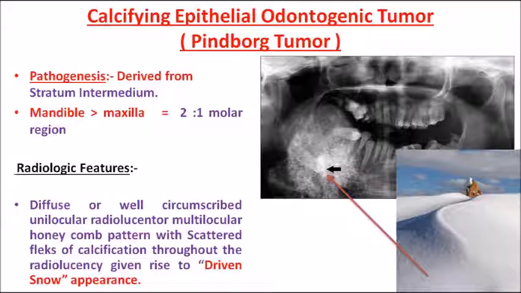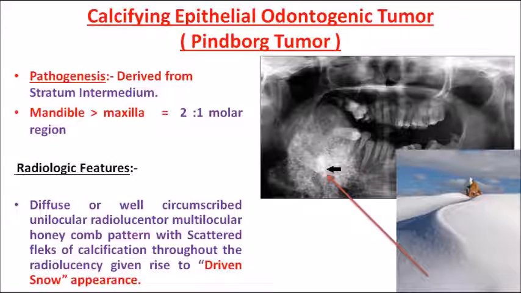CEOT origin is mainly from the stratum intermedium. I hope you remember very well from the oral histology lecture on development of tooth, you know what is stratum intermedium. They are the cells which lie between the inner enamel epithelium and outer enamel epithelium. So stratum intermedium is the reason for the origin of which tumor? CEOT. Okay, calcifying epithelial odontogenic tumor.